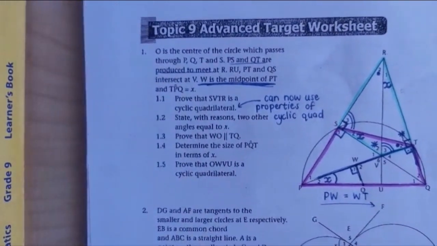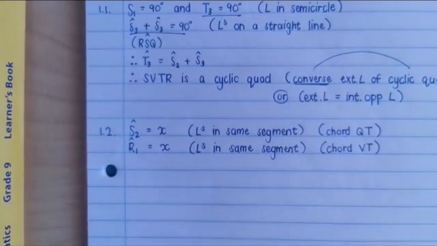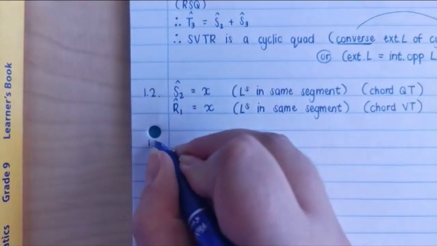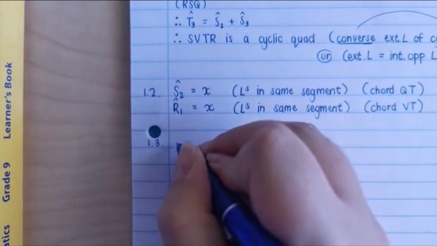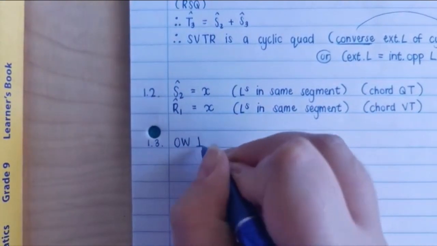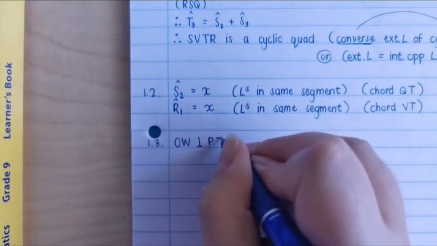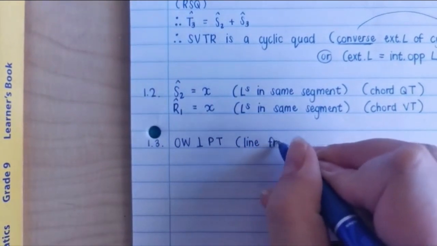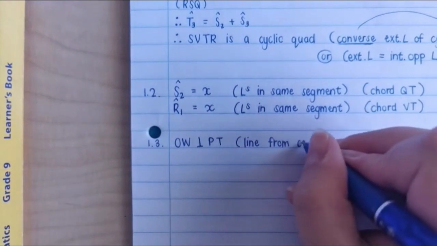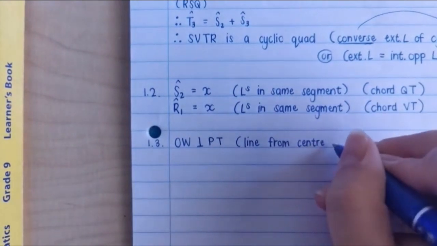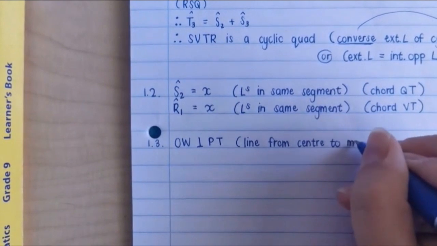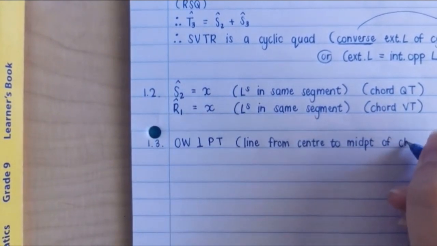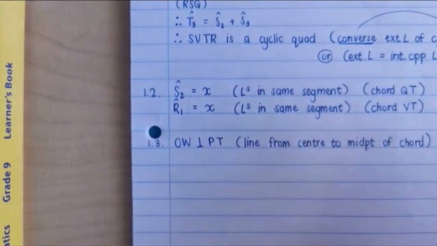So let's see. I must now try and remember everything that I said we must write down. Okay, 1.3. We are saying that OW or WO is perpendicular to PT, and the reason for that is line from center to midpoint of chord. There we go.